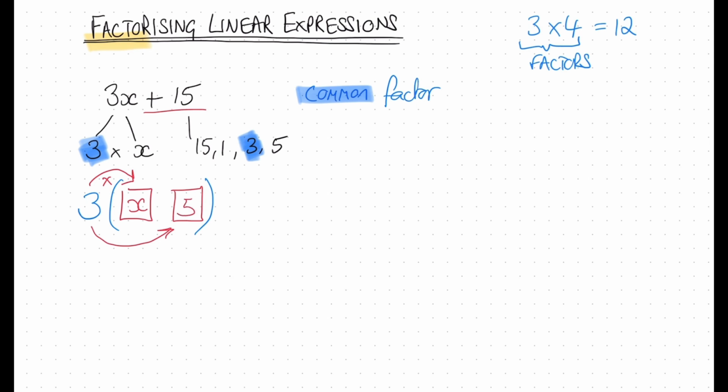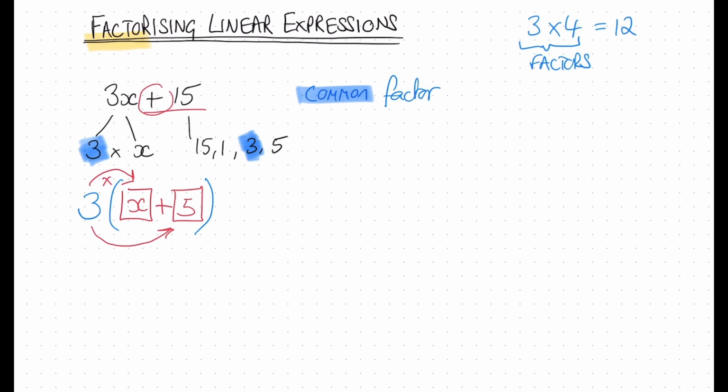Now, if we look at our symbol, it's a plus. So we must then put in a symbol in between the x and the 5. It's plus in our original expression, so therefore it must be plus in our answer as well. And there you have it. Our factorised linear expression, 3x plus 15, is the same as writing 3, open brackets, x plus 5, close brackets.